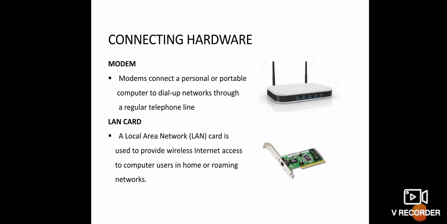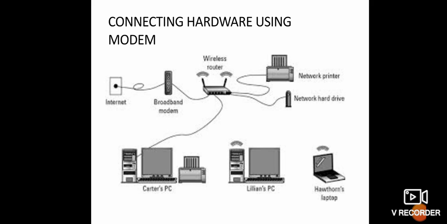Okay, LAN card means local area network. It is used to provide wireless internet access to computer users in home or roaming networks. This is how the modem will be there. First, there will be an internet connection. Through the telephone lines, it will be connected to the broadband modem, and then it will be connected to the wireless router. And in a wireless router, we have a network printer and a network hard drive.